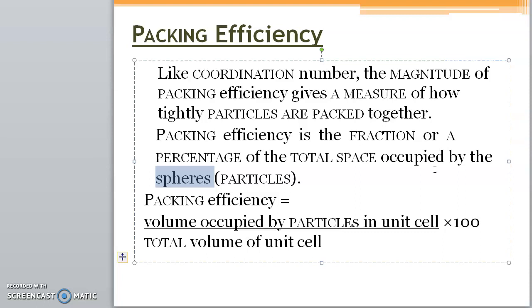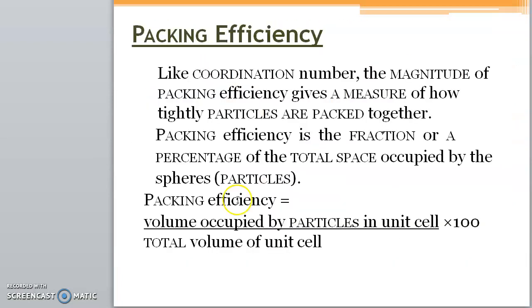If I ask you, out of SCC, BCC and FCC, which unit cell will have a better packing efficiency, the answer is very simple: FCC. Because FCC has more atoms in that unit cell, there will be less empty space. On the other hand, SCC will have a lot of empty space, so its efficiency will not be that great as compared to BCC and FCC.